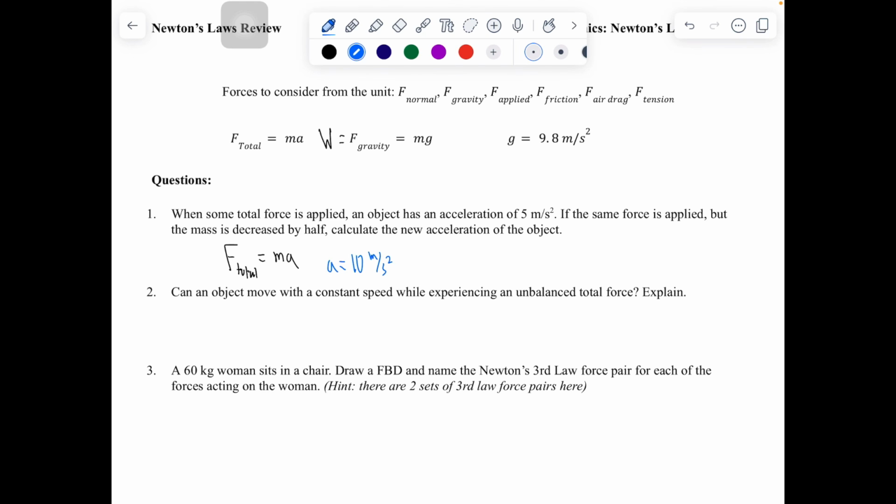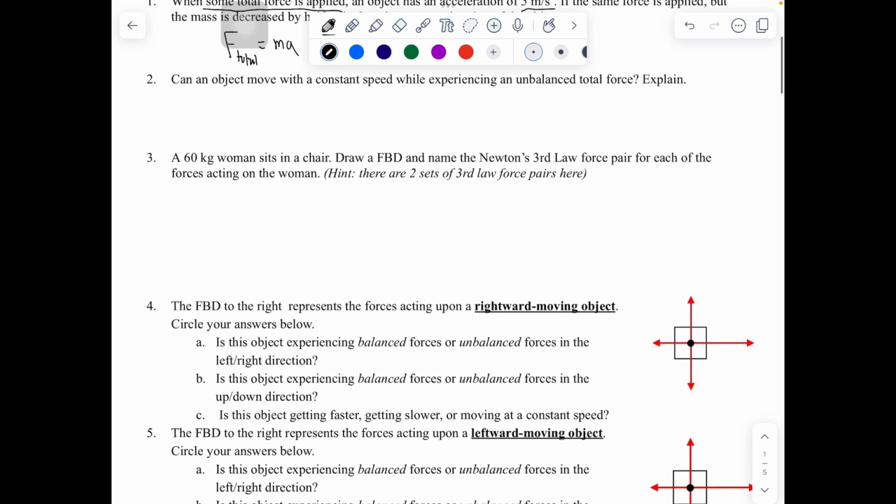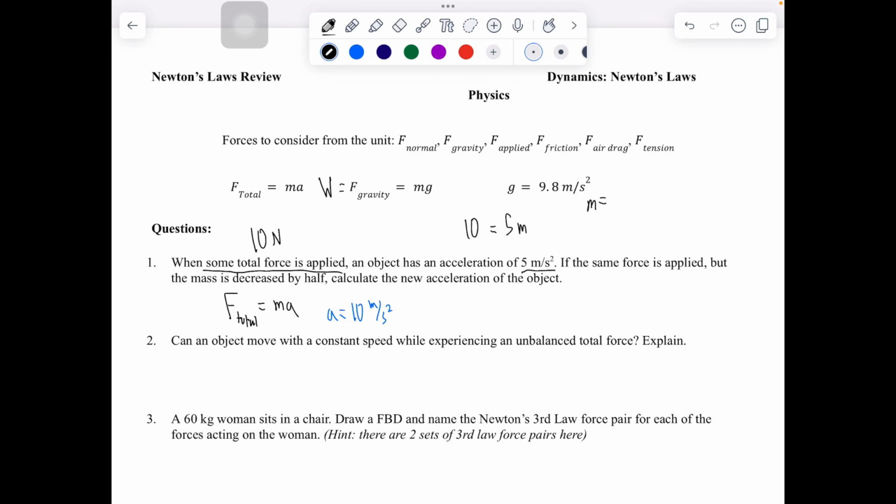There's actually another way to solve this. Whenever you're given problems like this, and this happens on the ACT a lot, you can make up a number and just run with that number. For example, if some total force is applied, we don't know what total force, but let's just make one up. Let's say the total force is 10 newtons, a number that's nice and easy to work with. Then we'll take our equation, our total force is 10 newtons, and we have the acceleration, so we can solve for the mass. We know the mass in that situation is 2 kilograms.